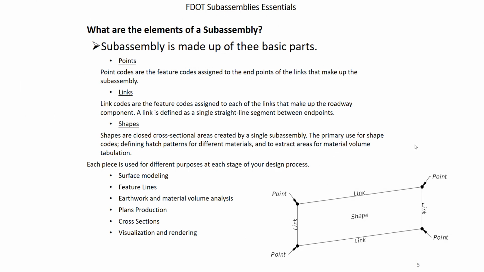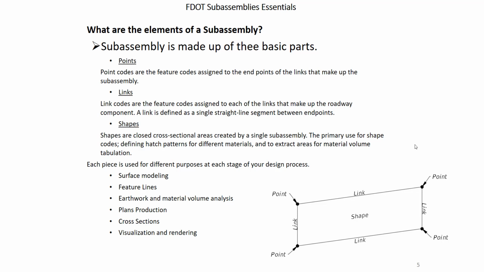So just real quick, what we want to do is just talk about the elements of a subassembly, because once you understand the elements of a subassembly, you get a better idea of how that subassembly ties back into your code set styles, and it'll give you a better understanding of the dialog box that you go into to help edit your code set styles, whether you're applying a label style to them, a render material, or material area fill style. It's important to learn how these point, links, and shapes for assembly work.